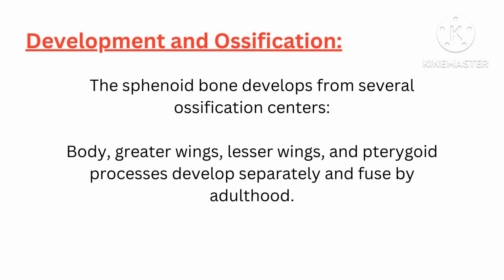Development and ossification. The sphenoid bone develops from several ossification centers. Body, greater wings, lesser wings, and pterygoid processes develop separately and fuse by adulthood.